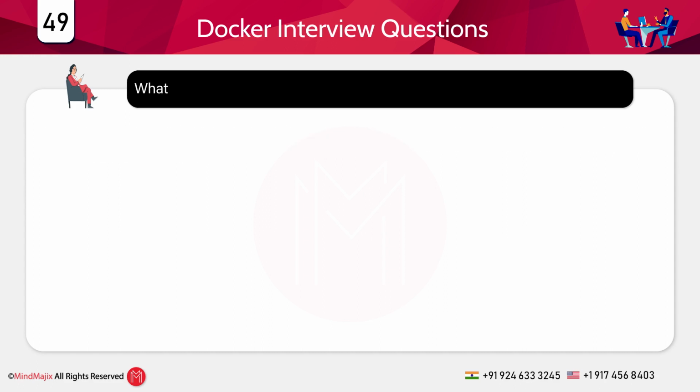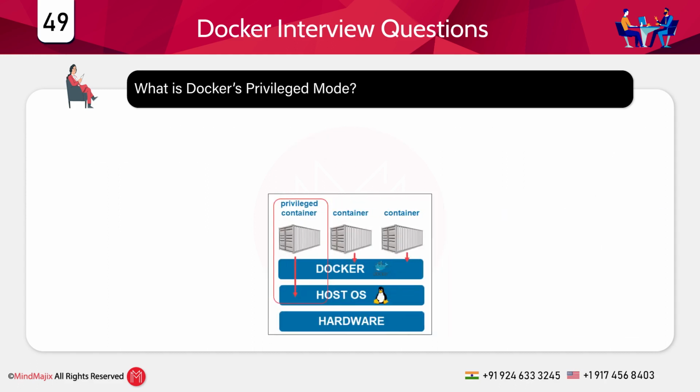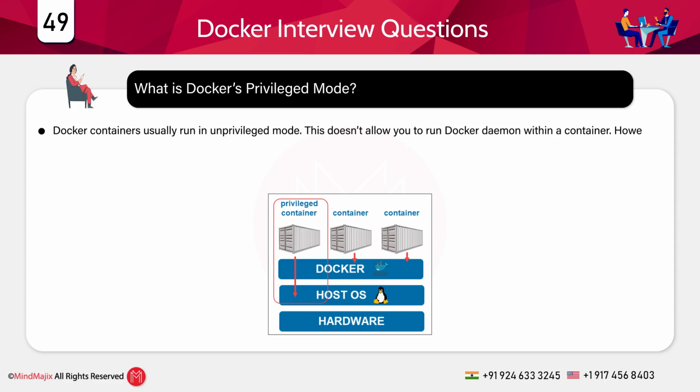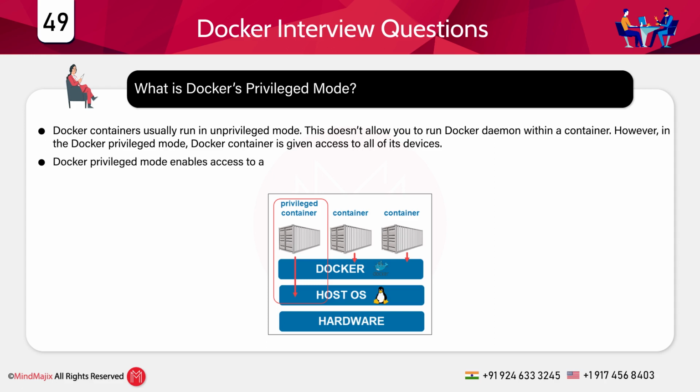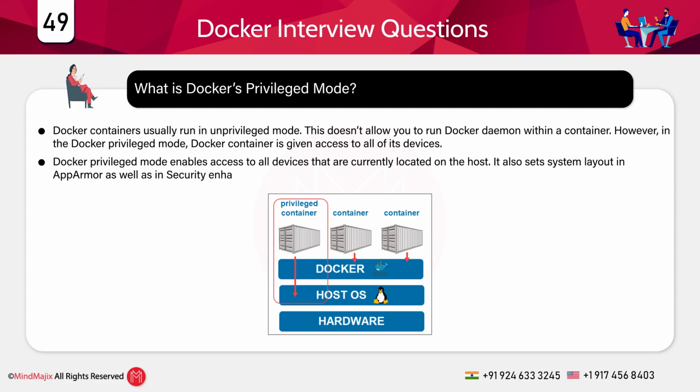The next question: what is Docker's privileged mode? Docker containers usually run in unprivileged mode. This doesn't allow you to run a Docker daemon within a container. However, in Docker privileged mode, Docker containers are given access to all of the devices. Docker privileged mode enables access to all devices that are currently located on the host. It also sets the system's layout in AppArmor as well as in Security-Enhanced Linux. This gives Docker containers the same level of access as processes running on the host.